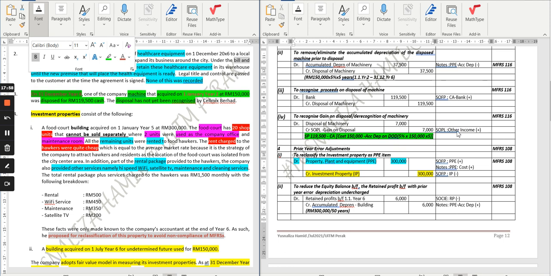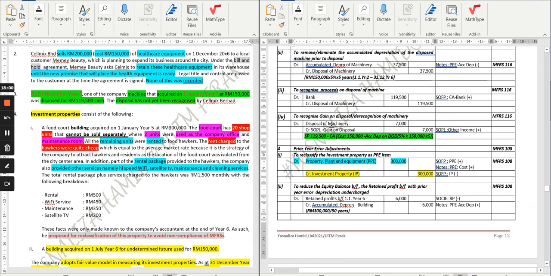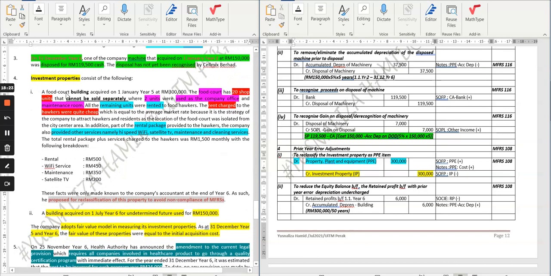Gain is part of other income. So debit disposal of machinery and credit the gain on disposal. You can also omit the disposal of machinery account by directly debiting it to the asset account, without debiting to the disposal account. That is also fine. This is just for revision purpose. Okay, then now you have the next item, which is number 4.